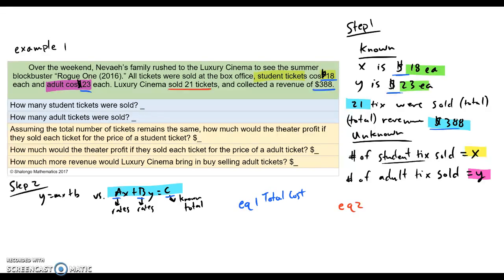And the total cost equation would be the cost for a student ticket, which is $18, times the number of student tickets, plus the cost for an adult ticket times the number of adult tickets, equaling $388.